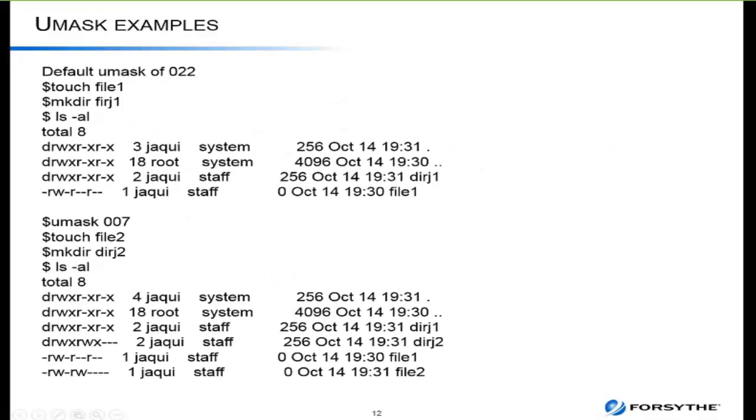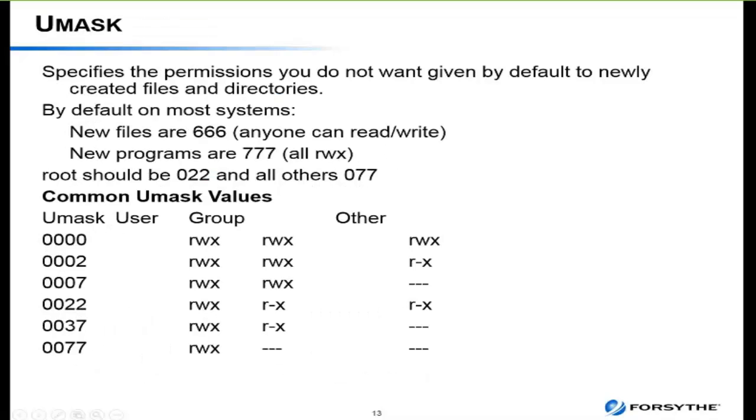So here are some examples. If I have a default UMask of 022, if I touch a file and create a directory, these are the permissions I get on them. So you can see that my file was created with read, write, read and read. My directory was created with read, write, execute, read, execute, read, execute. And actually I should have mentioned back here that this is for a directory, not a file.